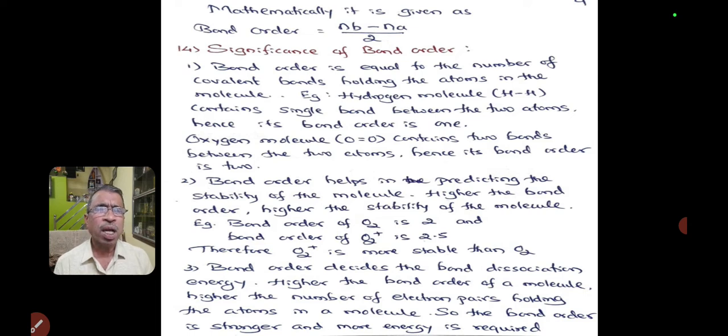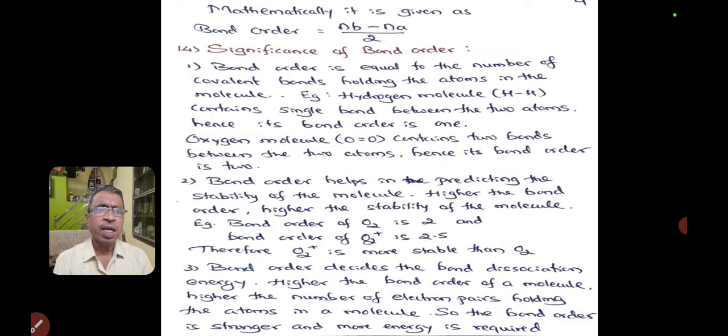Bond order helps in predicting the stability of the molecule. The higher the bond order, the higher the stability of the molecule. For example, the bond order of O2 is 2 and the bond order of the O2 plus molecular ion is 2.5. This shows that the oxygen molecular ion is more stable than the oxygen molecule.